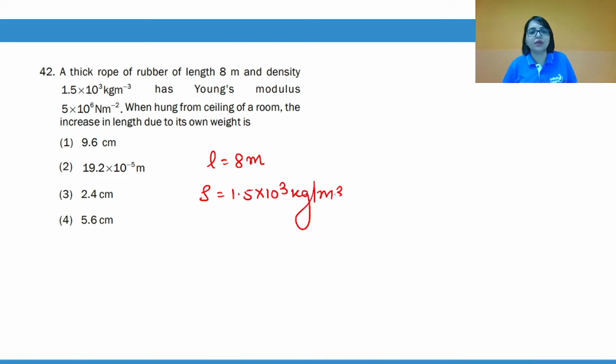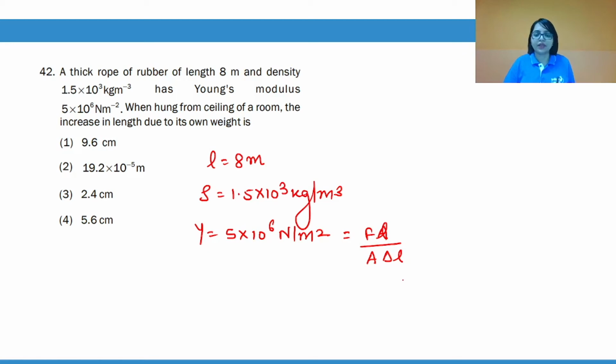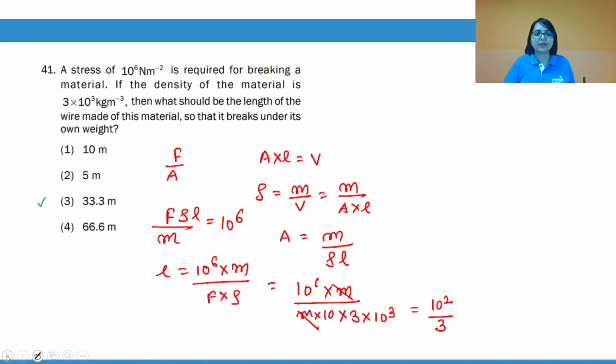Next is a thick rope of rubber of length 8 meter and density 1.5 into 10 power 3 kilogram per meter cube, which has Young's modulus 5 into 10 power 6 Newton per meter square. When hung from the ceiling of a room, the increase in length due to its own weight will be, right? So again we'll apply Y is equal to FL upon A delta L, right? And we can apply this previous concept over here because density is given, right?